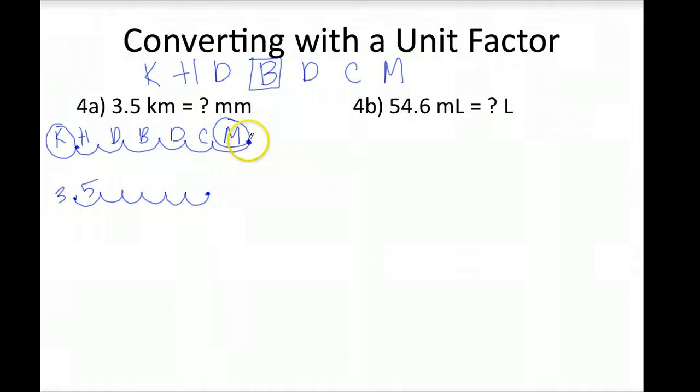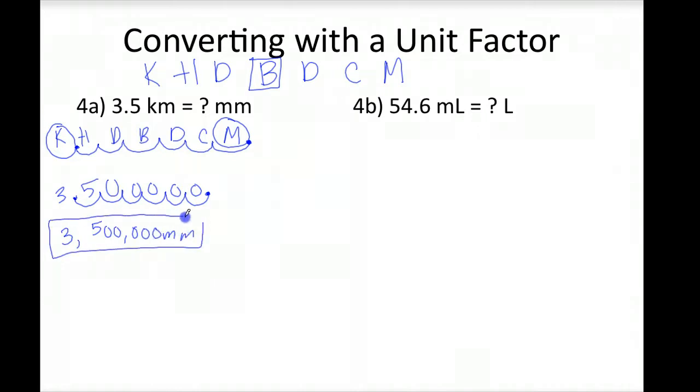So again, put a dot. We want the decimal to the right. And at each indentation, I'm going to represent a 0 with that. So that's 3,500,000 millimeters is 3.5 kilometers.